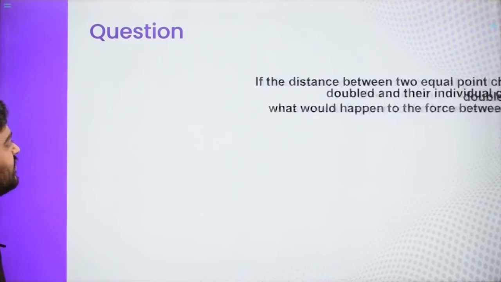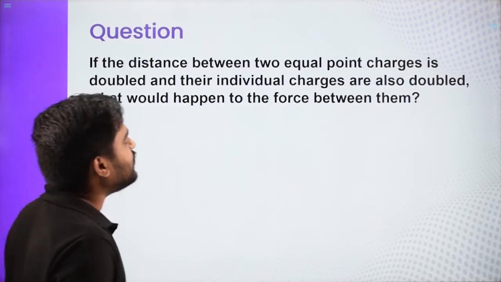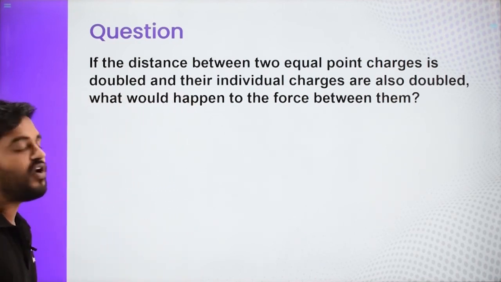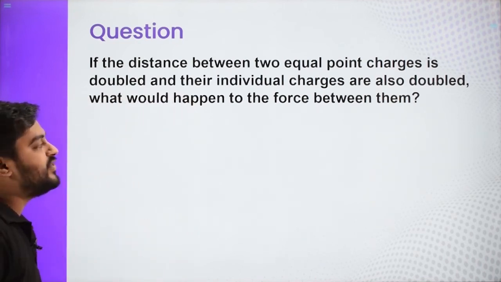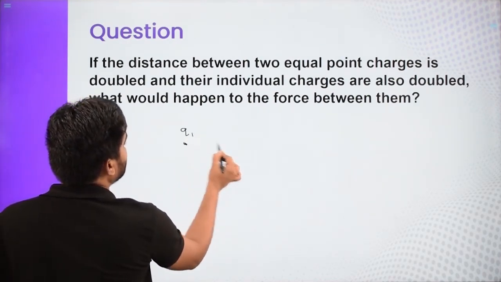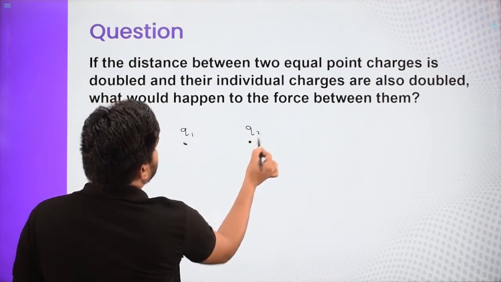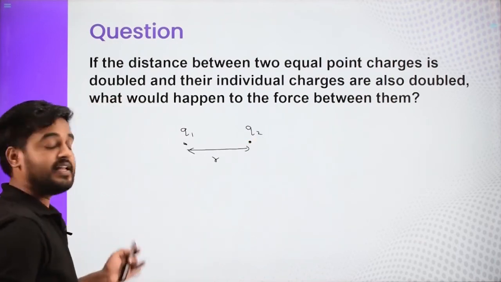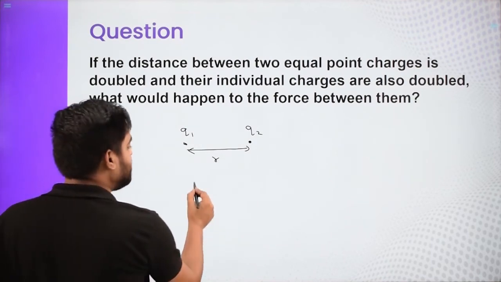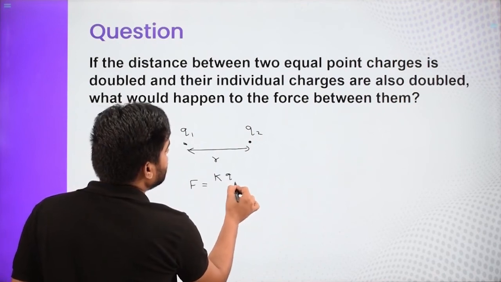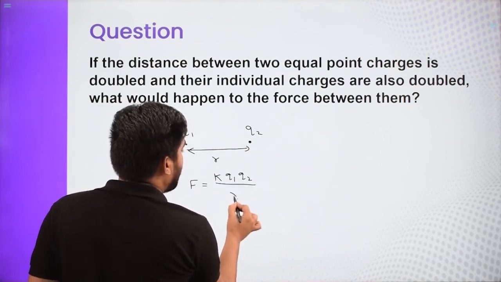Now, next question is, if the distance between two equal point charges is doubled and their individual charges are also doubled, what would happen to the force between them? So let us say that we have one charge as Q1, the other charge as Q2, and the distance between them as R. Assuming both of them are positive, they will experience repulsive force, the magnitude of which is given by K Q1 Q2 by R square.